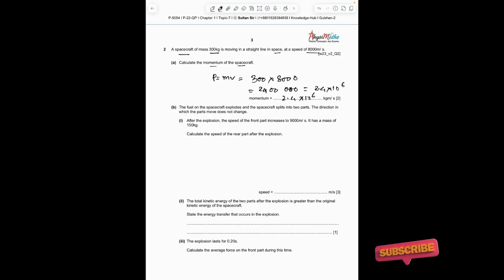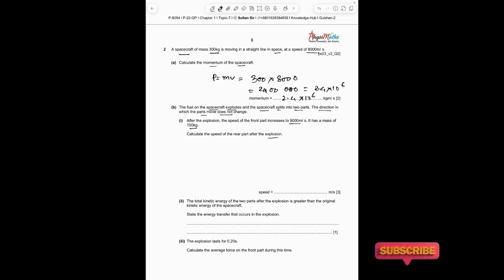Now the fuel on the spacecraft explodes and the spacecraft splits into two parts. The direction in which the parts move does not change. That means they are moving in the same direction even after the explosion. So after the explosion, the speed of the front part increases to 9000 meters per second and the mass is 150 kg. Calculate the speed of the rear part after the explosion.